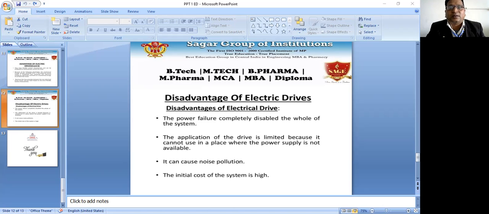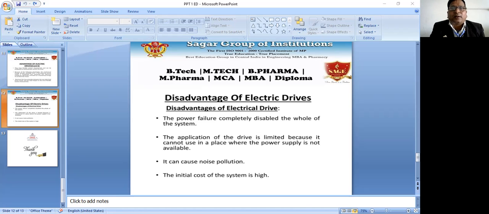And next one is the sensing unit. The sensing unit senses certain drive parameters like motor current and speed. It is mainly required either for protection or for closed loop operation. That is the sensing unit.